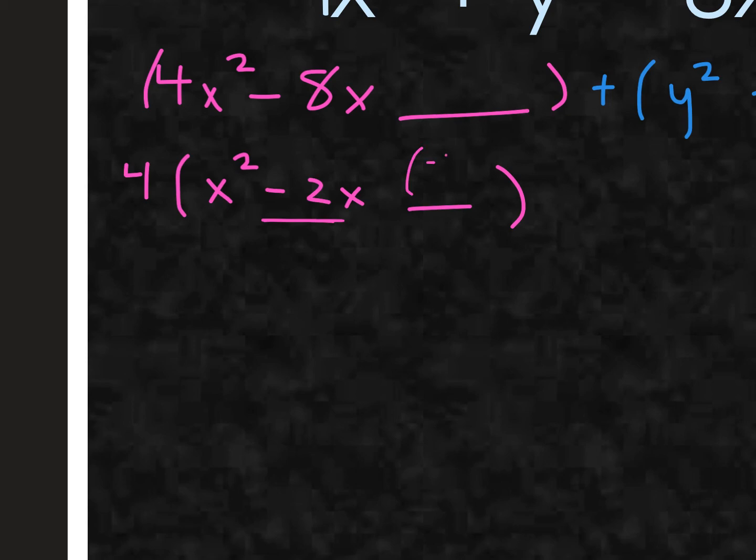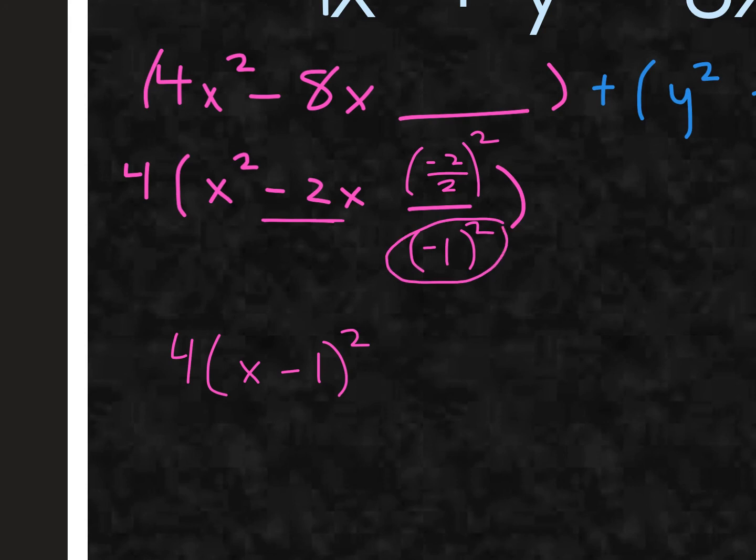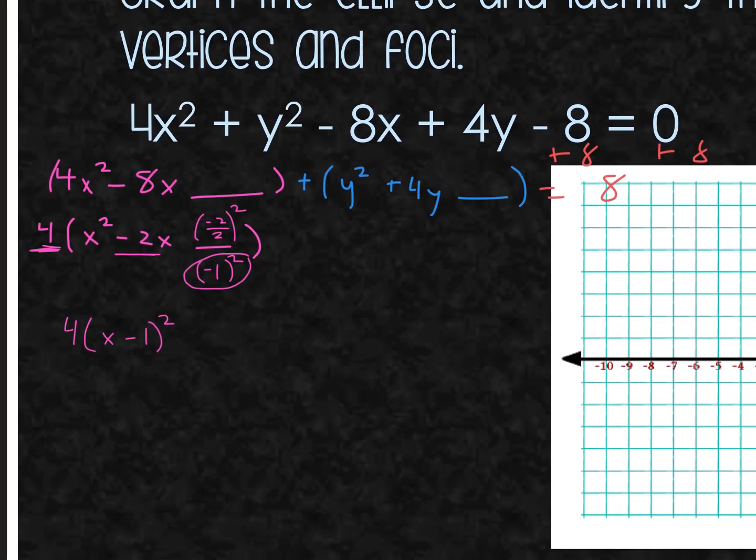So that's my -2 divided by 2. That's my new b squared. What's -2 divided by 2? -1. -1, so -1 squared. So I have 4 times x minus 1 squared. -1 squared is 1, but I have to remember to multiply it by that 4, so technically I'm adding 4 on this side of my equation, so I need to add 4 on the right side of my equation too.